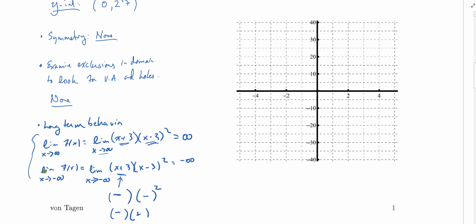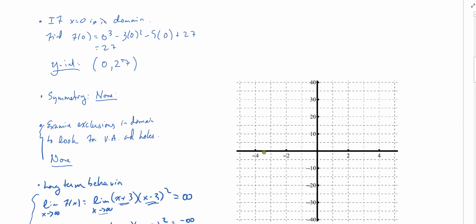So this long-term behavior, and although we didn't have to do it in this problem, this examining the exclusions of the domain when we look for our vertical asymptotes and our holes, well, this procedure requires us to use the limit techniques all the way back in Chapter 2. So if you're rusty on those limit techniques, I highly encourage you to go back and revisit those.